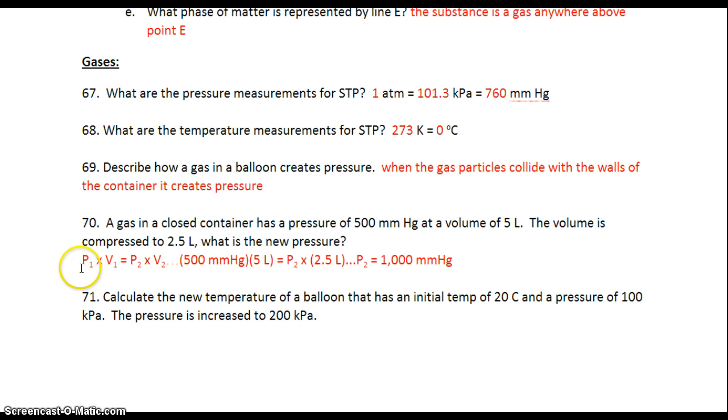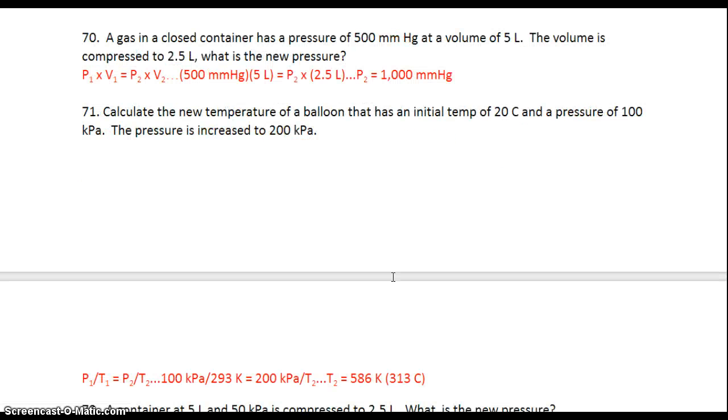The equation for Boyle's law is given here. P1 times V1 equals P2 times V2. So when we substitute the values into the proper places, what we find out is that the pressure does indeed go up, and it goes up to 1,000 millimeters of mercury. Number 71 uses Gay-Lussac's law, which describes pressure and temperature as directly proportional. In other words, if the temperature goes up, the pressure goes up as well, and vice versa.